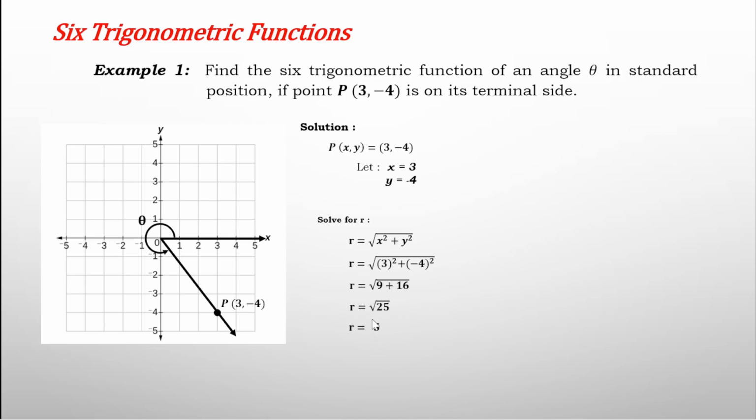As you can recall, the square root of 25 is equal to positive and negative 5. But we only take positive 5. Why? Because always remember that the radius is always positive. There is no such thing as a negative radius. That is why we get positive 5 for our r.